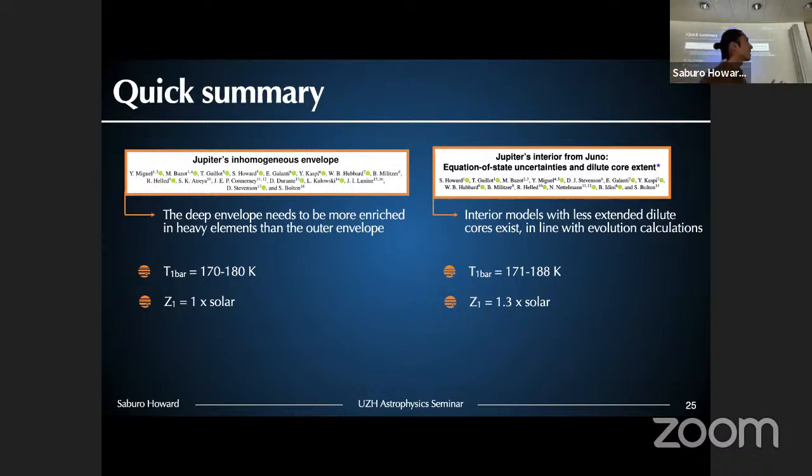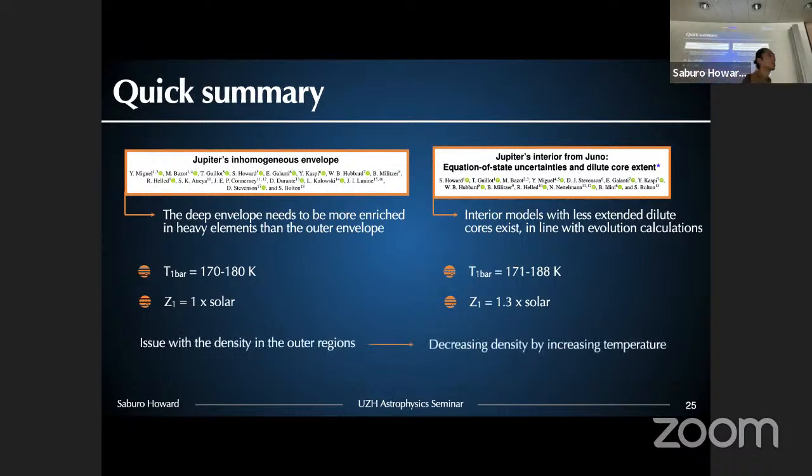So it really seems that we have an issue in those models with the density in the outer region of the planet. And that's why increasing the 1 bar temperature was one solution, because of course, if you increase the temperature, you can decrease the density. Something else that we try is to modify, let's say by hand, the equation of state, as it is an important source of uncertainty.